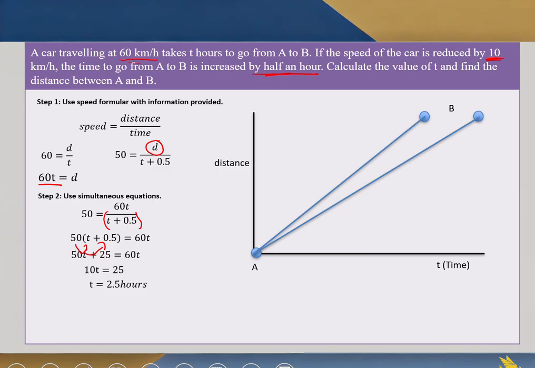So we know the hours it's going to take, but we just don't know the distance. If I wanted to find the distance here, I just need to substitute 2.5 into this equation right here. So I'm going 60 times 2.5, and that will give me 150 kilometers.